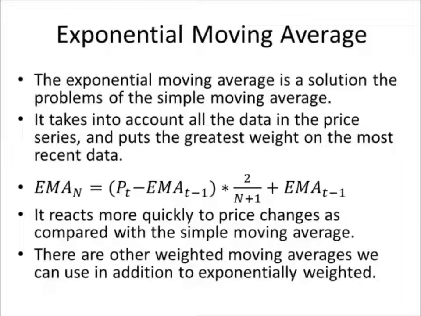The exponential moving average is a solution to this problem. The way we do this is that we actually take into account all the data in the price series, and we put the greatest weight on the most recent data. So we'll take data from, let's say, the previous day's price all the way going down, and the more recent the data is, the greater the weight it gets.